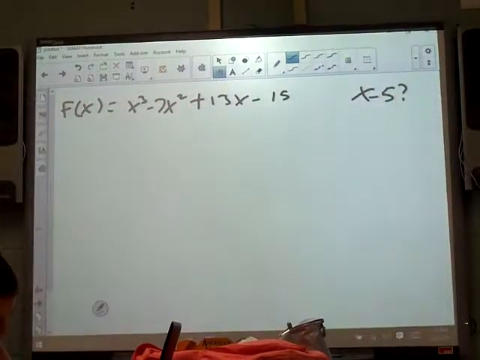Several levels of problems with this today. It is what we started with yesterday on the synthetic division. We're going to end up using synthetic division to find solutions, to find zeros. We did this type of problem yesterday.